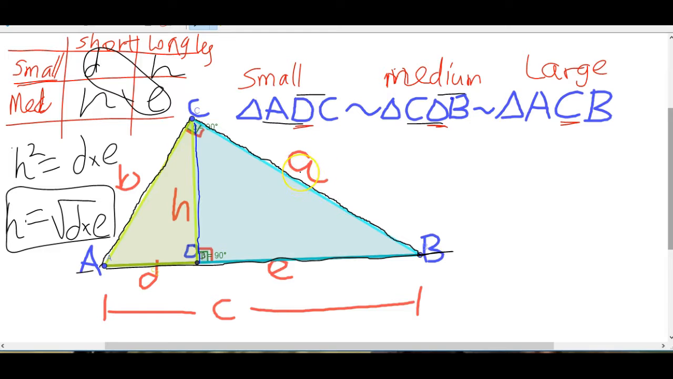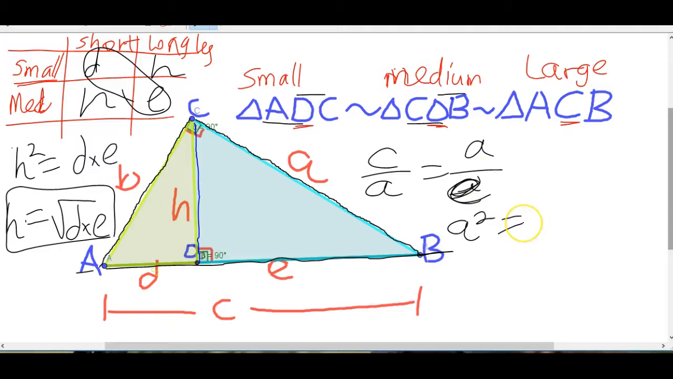The other two legs, A, you do the same thing. A is going to be the geometric mean of the hypotenuse, which is C, and the segment of the hypotenuse that is adjacent to A, which is E. So it's going to be C and E. So A squared is going to be C times E.